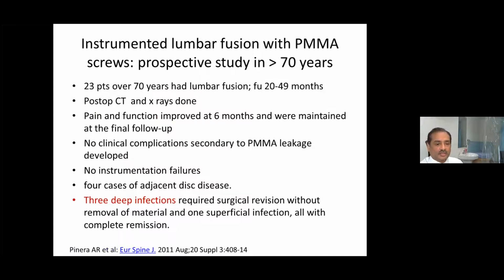In another study, Pinera et al. found that PMMA augmented screws in a prospective study in patients over 70 years were very useful. In 23 patients, in a follow-up of around 20 to 49 months, they found no instrumentation failure. However, as reported in some other studies, 3 of these patients had deep-seated infections. So infection is a concern. It has been reported in several other studies, both in orthopedics and in spine surgery, that PMMA cement can have chances of a deep-seated infection.